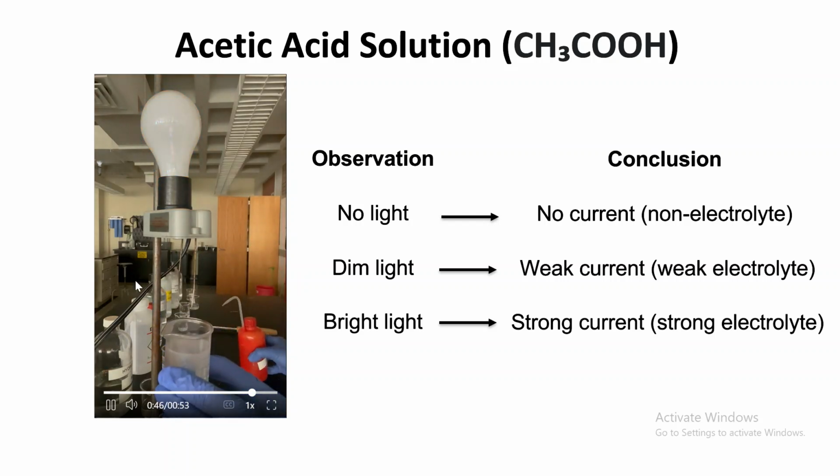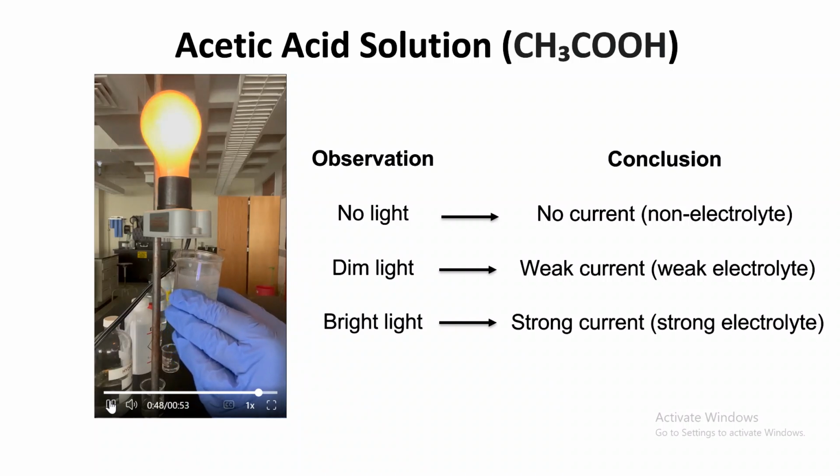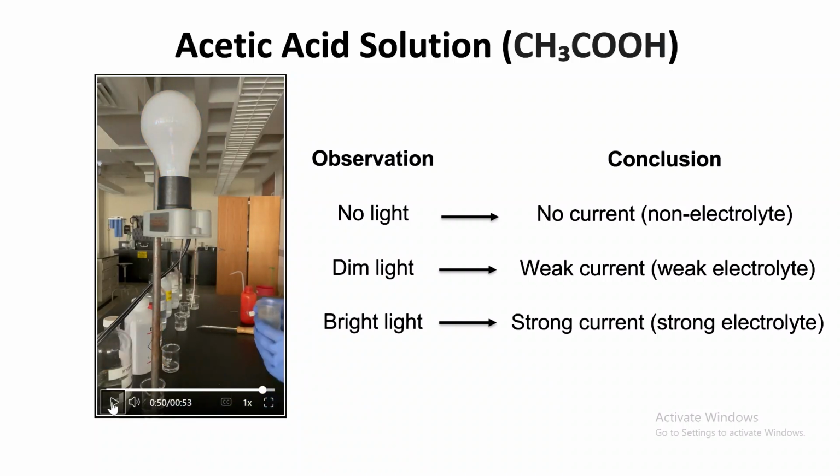But notice we had to add water, so by now it conducts electricity. So acetic acid will be considered a weak acid. You're going to say dim light and a weak current. Notice we had to add the water in order to help the acetic acid conduct electricity. So acetic acid is dim light and weak current. It's a weak electrolyte because it's a weak acid. It does not break up completely.